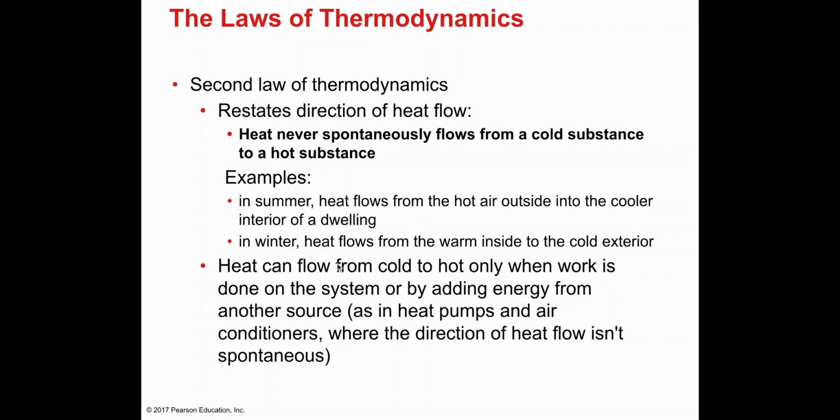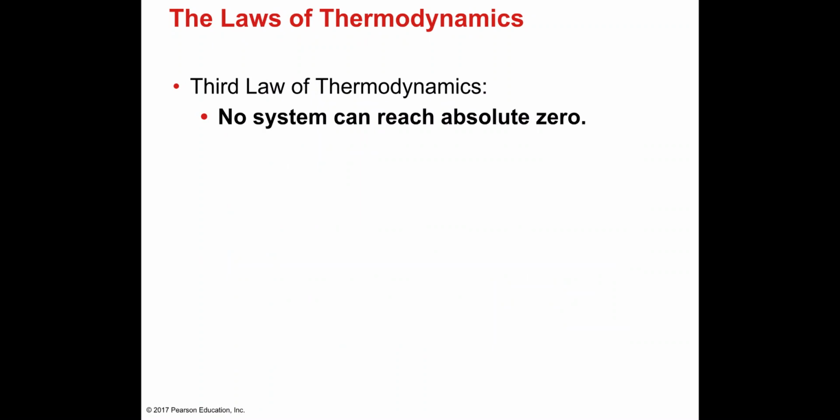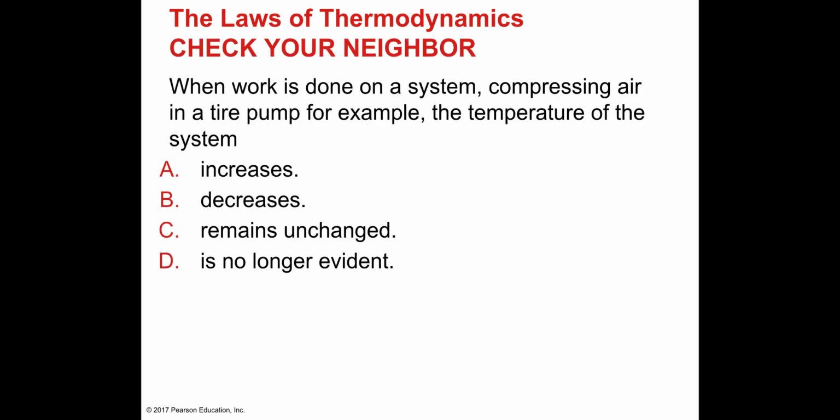Heat can flow from cold to hot only when work is done on the system or by adding energy from another source. That's why we say it can never be spontaneous. Spontaneous means you do nothing to it, it just happens. So you cannot have heat flowing from a cold to a hot object spontaneously. It just doesn't happen on its own. Now, the third law of thermodynamics says that no system can reach absolute zero. Even though we talk about absolute zero, we're just imagining that temperature. No system has ever reached it so far.